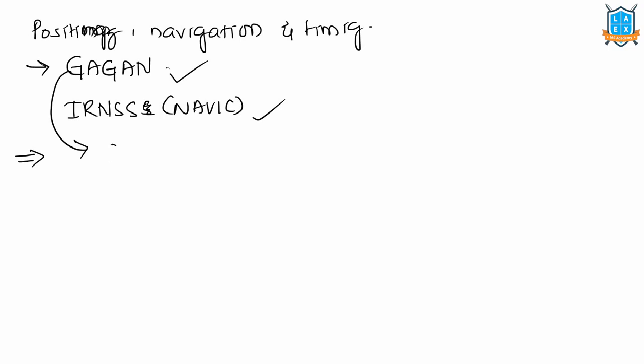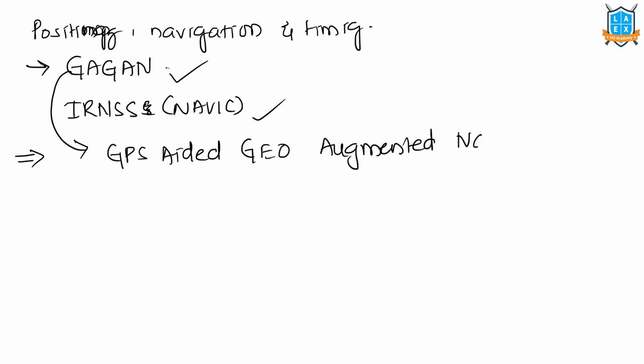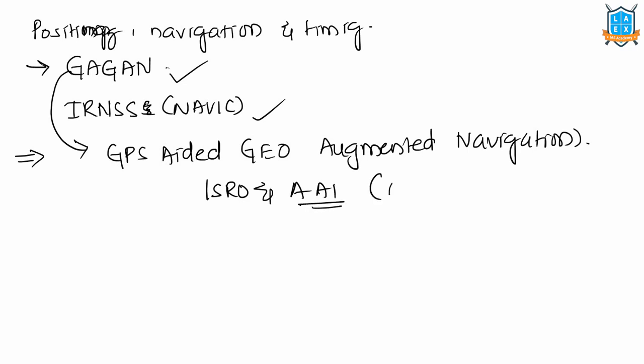What is its full form? GPS Aided Geo Augmented Navigation. It is implemented jointly by ISRO and the Airport Authority of India, in short AAI.